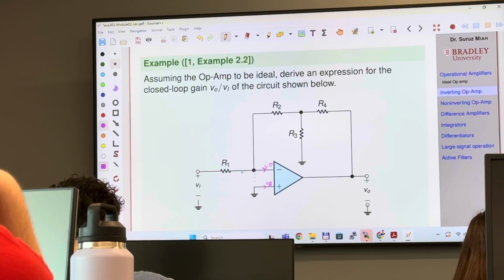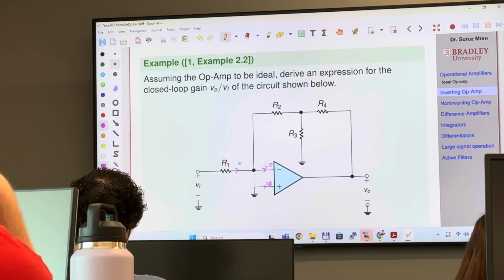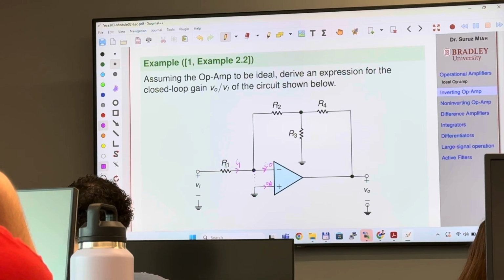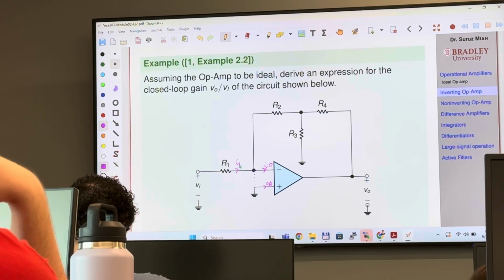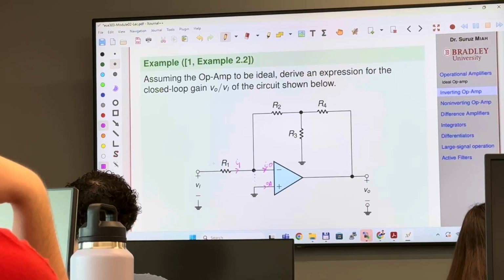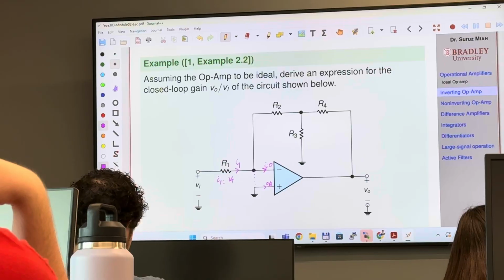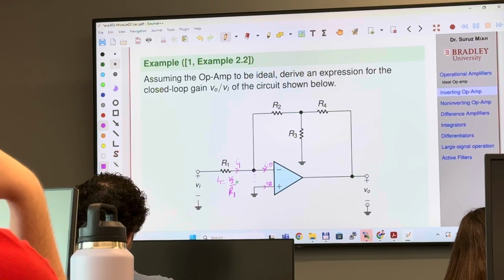So immediately you know that the current flowing through this R1 is going to be I1. That's how I denote it: current flowing through this R1 is I1. Therefore, I1 is simply VI over R1.